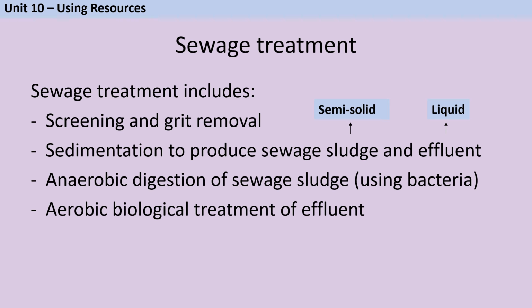In screening, large debris like toilet tissue is removed by passing it through a fine metal mesh. Sedimentation separates the waste into a semi-solid goo that we call sewage sludge, and then the liquidy, watery stuff on top is called effluent. The sewage sludge is anaerobically digested without oxygen, while the effluent is treated aerobically biologically.